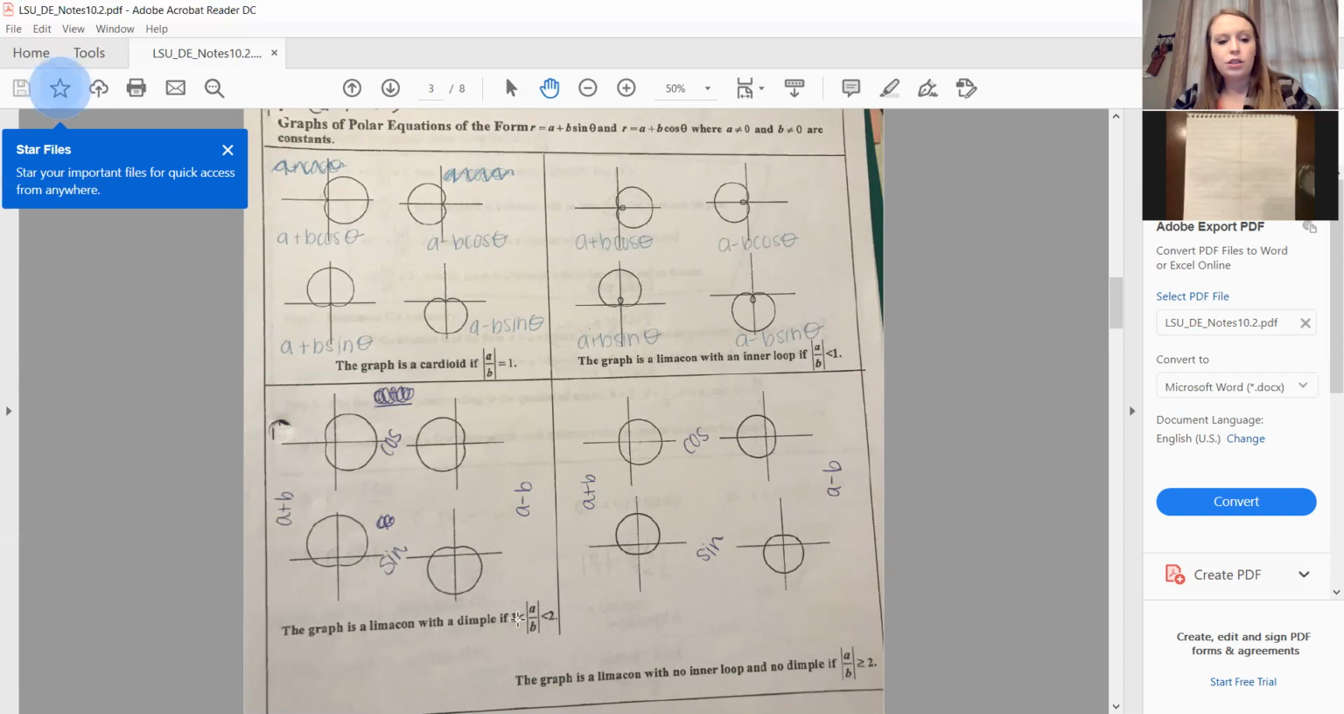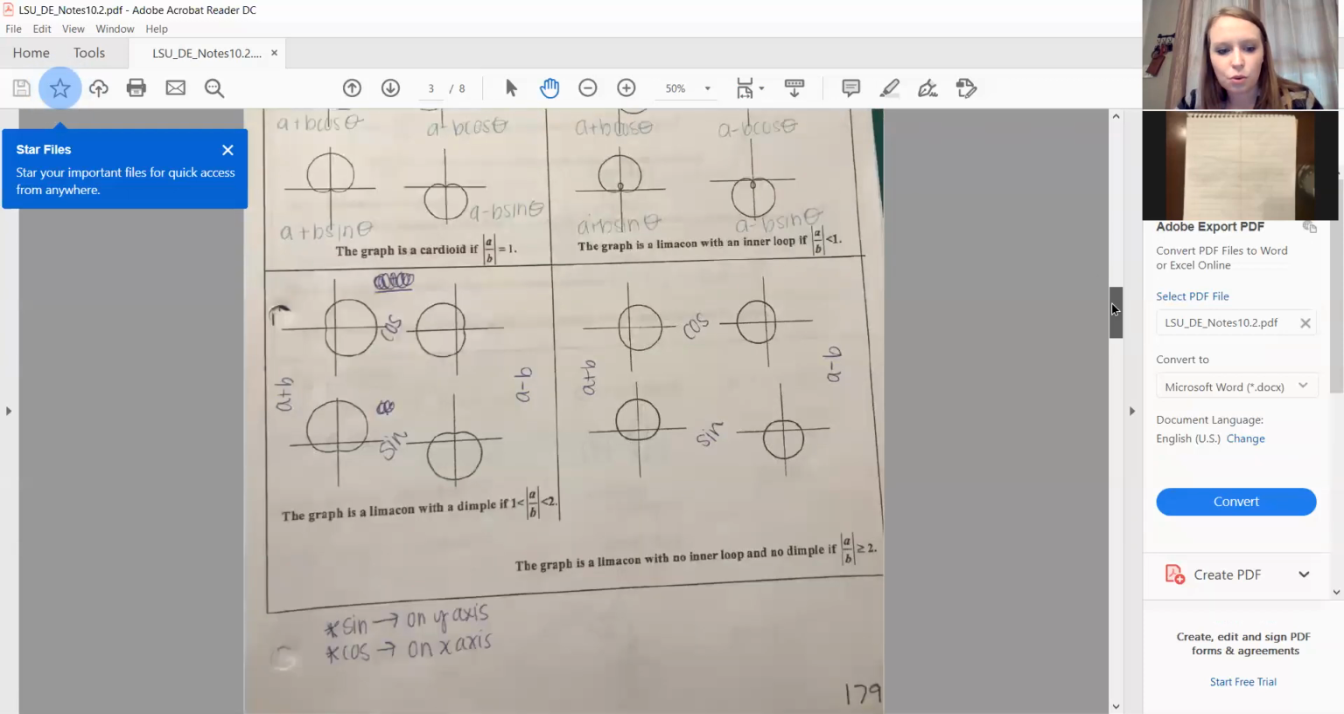These, again, same way, they just have a little dimple in them. Then these are called a limaçon with no inner loop or dimple, and they're kind of just like a flathead, but I found in the homework they look just like regular circles. Again, cosine is on the x's, sine is on the y. If it's plus b, it's on the positive side. If it's minus b, it's on the negative side. I just didn't write them out like the top again because I figured y'all would get it by the end.